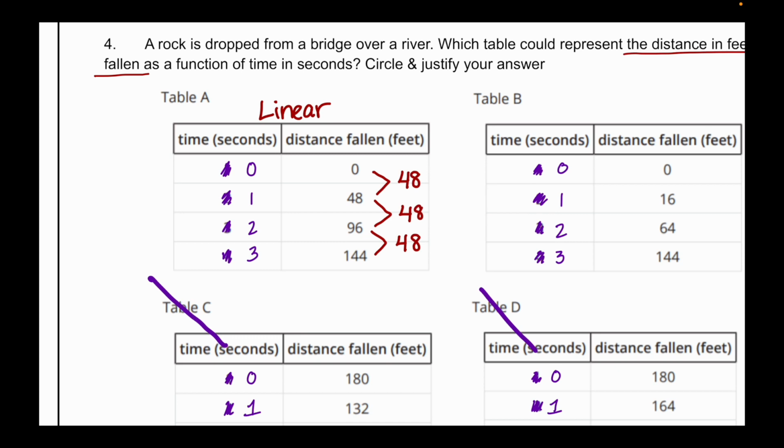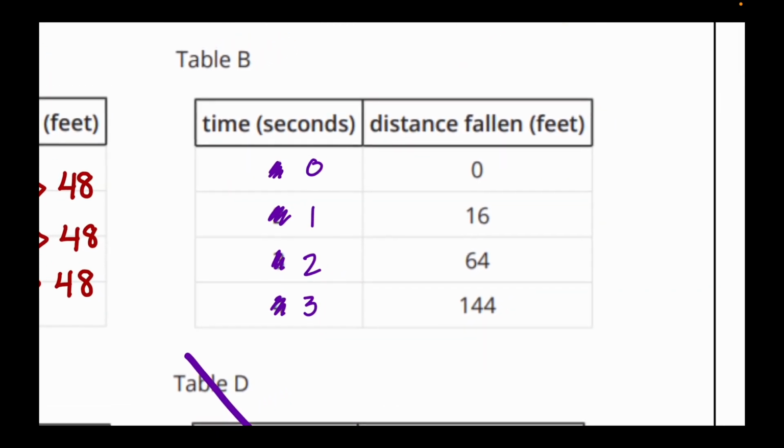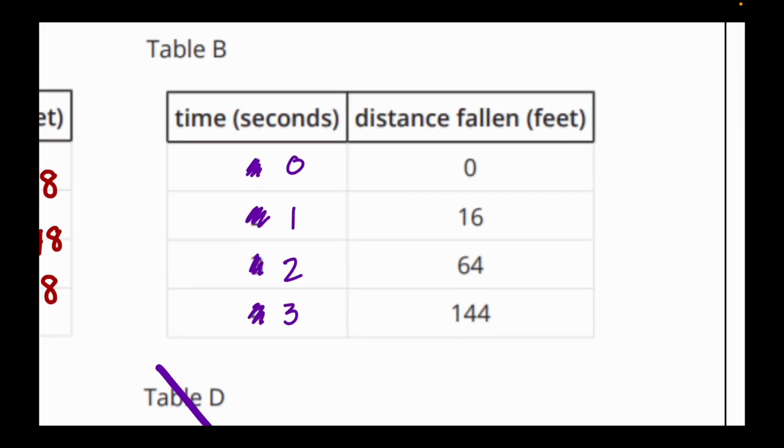And since I know that it's linear, I can just stop right here and say, well, it has to be table B. But we're going to look at table B, and we're going to look at the difference, and then we're going to look at something called the second difference. So for each of these here, let's look at what we would call the first difference.